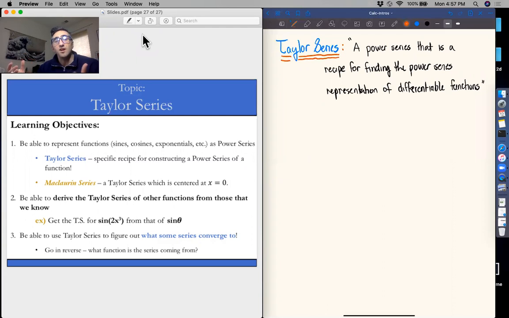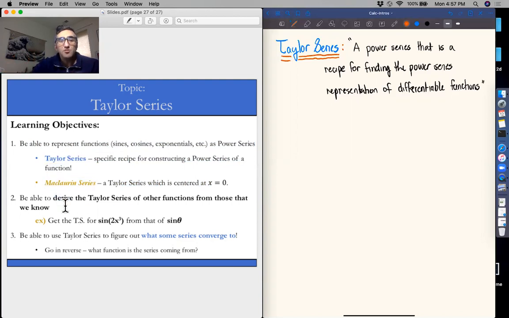So what we're really going to talk about is the following objectives for the day. We're going to try and be able to represent functions as power series. This is going to be using our Taylor series recipe. So it's going to be things like sines, cosines, exponentials, and some other functions. We'll see that there are basically two variations of Taylor series ideas. The second kind, called Maclaurin series, actually is just a Taylor series itself, but centered at x equals 0. So we're mostly going to be talking about Maclaurin series today, a special kind of Taylor series.